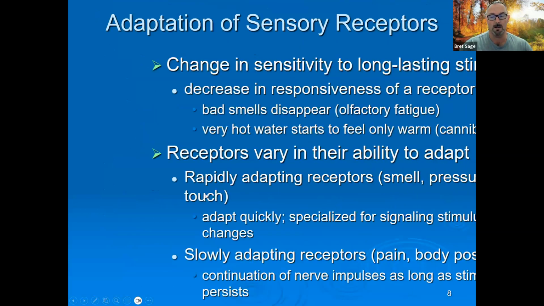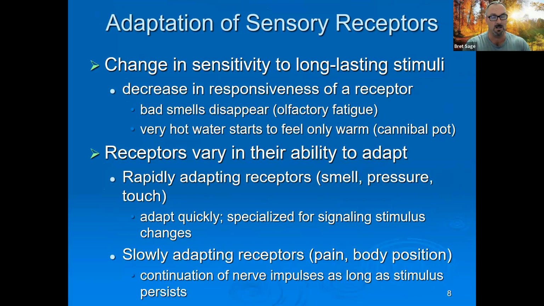Okay, adaptation. What is adaptation? Well, adaptation in general means changing over time. And so when we talk about adaptation of sensory receptors, we're talking about a change in sensitivity of the receptor to a long-lasting stimulus. Now, long-lasting, in the case of many receptors, is 5-10 seconds, believe it or not. For the receptors, that's a long time. What happens is there's a decrease in responsiveness of a receptor. The receptor sends fewer signals because it becomes adapted to it.